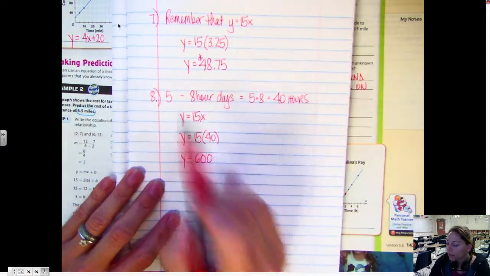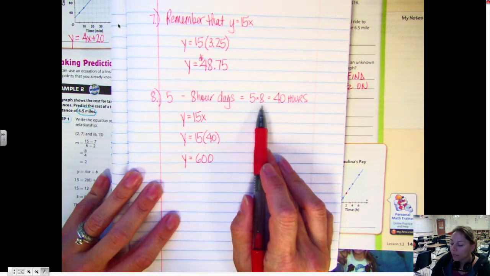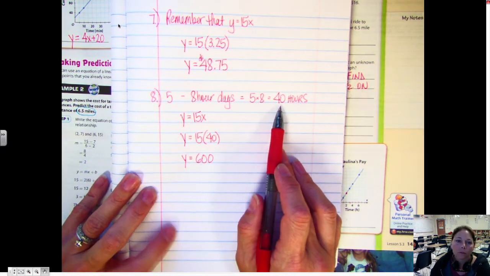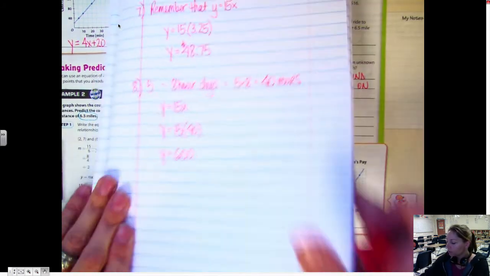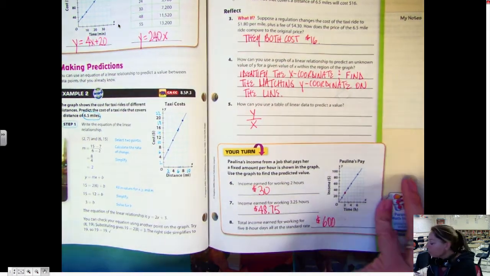And then finally, it says total income earned for working for 5 8-hour days. And so 5 8-hour days is 5 days, and there are 8 hours in each day, so that gives me 40 total hours. So 15 times 40 is 600. Therefore, they earn $600.